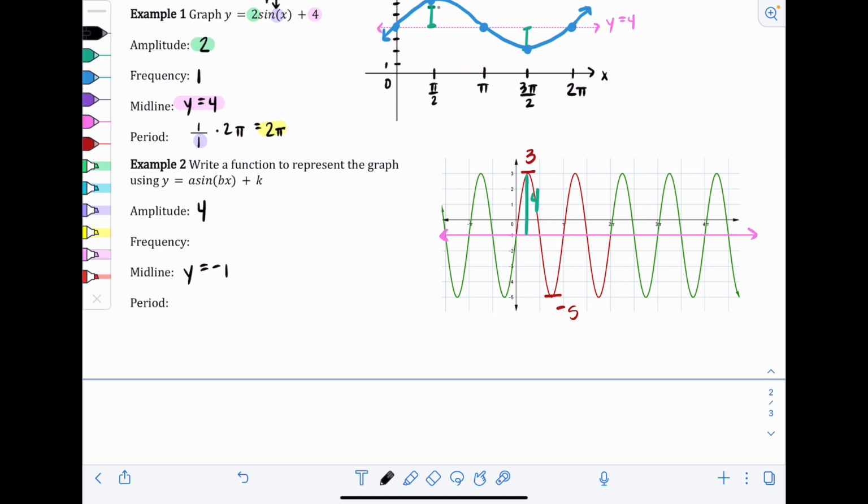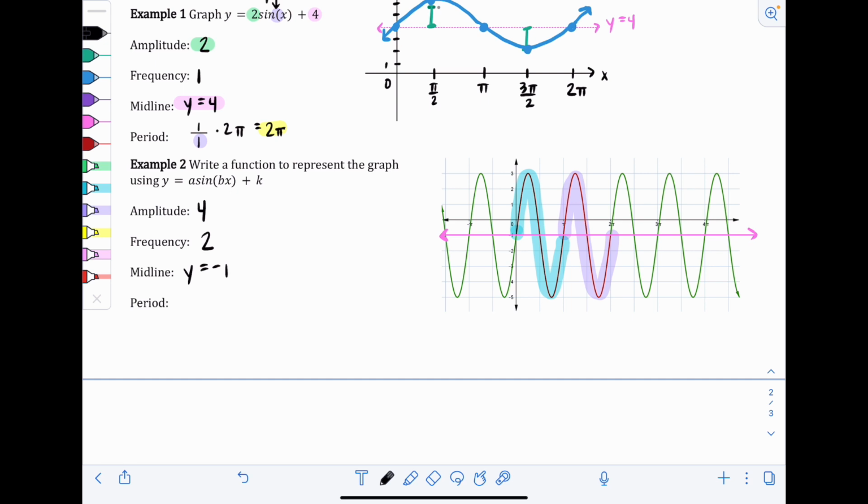The frequency is how many times the cycle repeats itself from 0 to 2 pi. So you can see that the graph starts at the midline right here. It goes up, it comes back down, and then right there is where it repeats itself. And then after that, it's the pattern one more time, goes up, comes back down, and finishes its second repeat at 2 pi. So the frequency would be 2 because there are 2 cycles within that span of 0 to 2 pi.